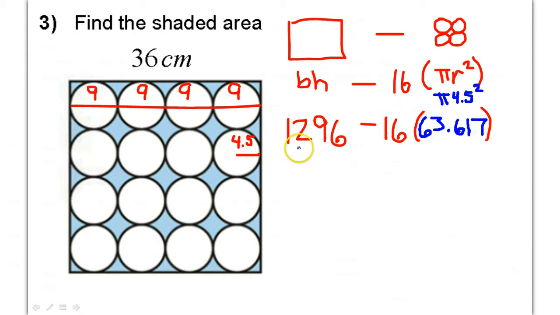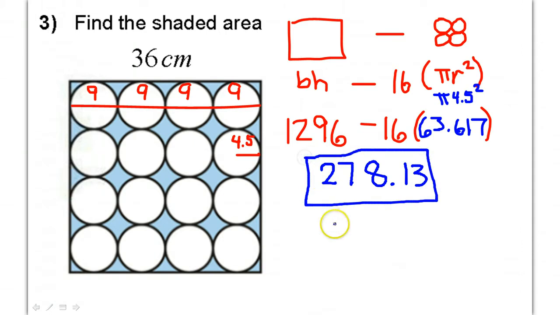Okay, so if I put all this in my calculator, that's going to give me the area of the shaded. So the final answer is 278.13 square centimeters.